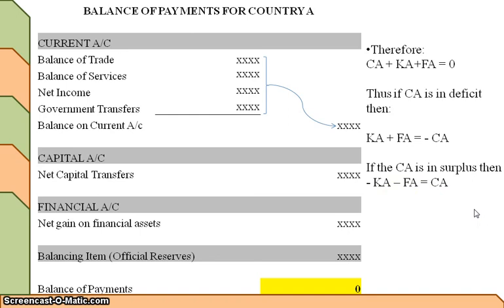So therefore, what it means is that we have to go beyond and understand the interpretations when we talk about current account deficits and current account surpluses and the implications that they can have within an economy. And we shall go into these implications in a subsequent video.